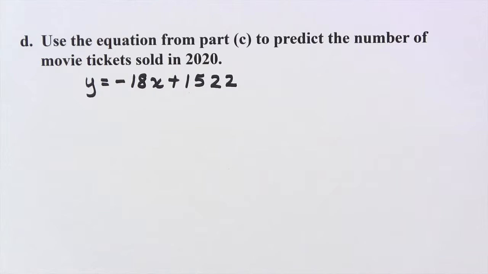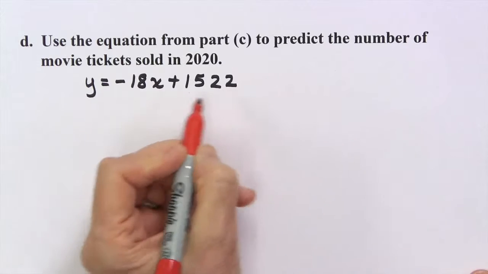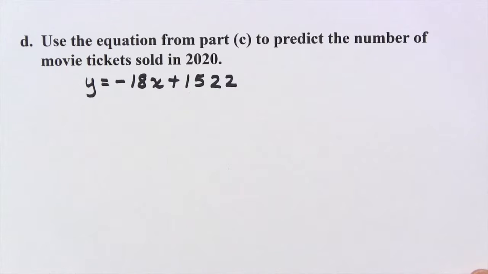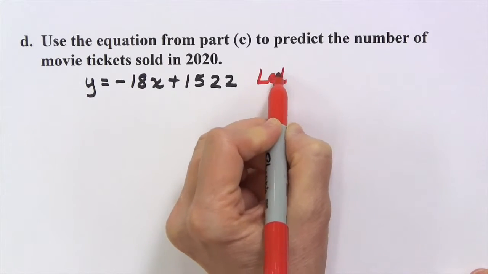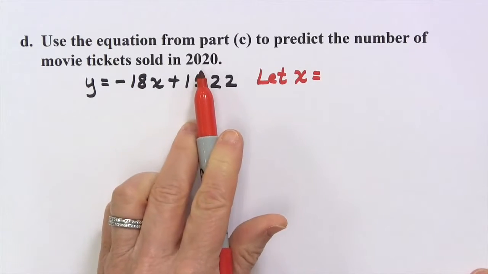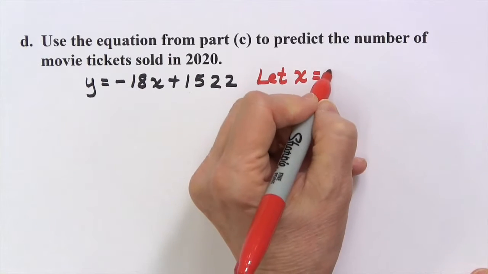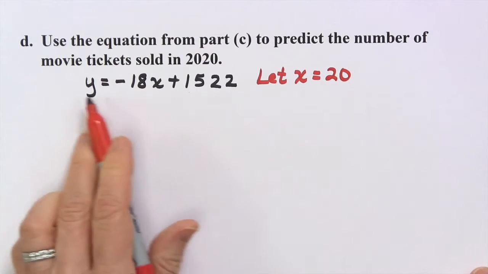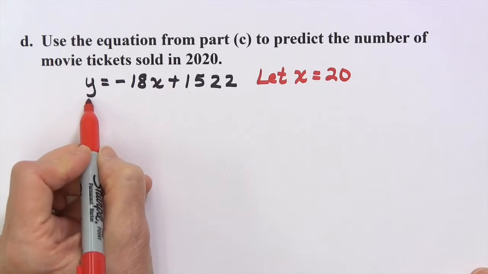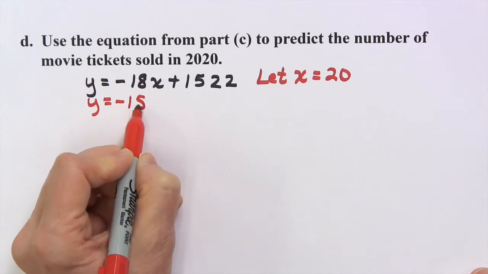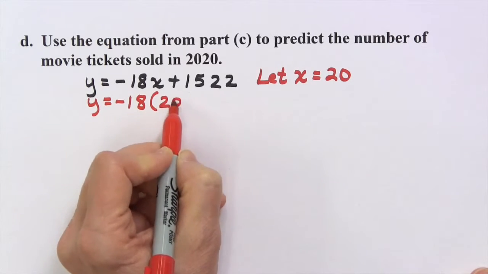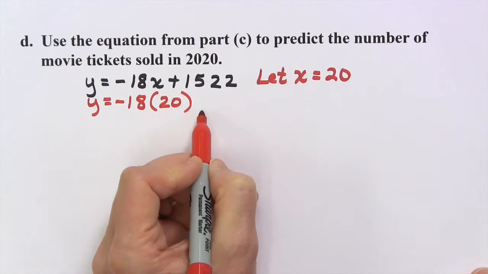Since we want to predict the number of movie tickets sold in 2020, what has to do with year, X or Y? X has to do with year, and remember, years are years past 2000. So we will let X equal, if I'm interested in 2020, how many years past the year 2000? 20 years. Basically, we just use our linear equation, and we let X be 20 for 20 years past 2000.